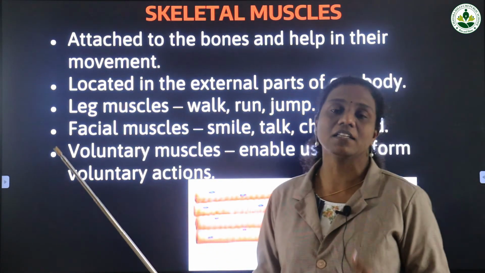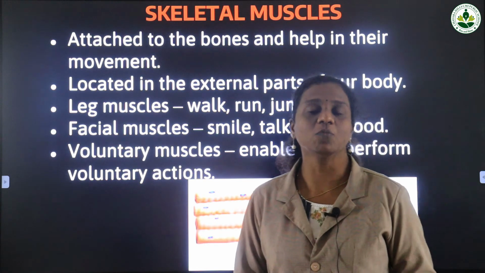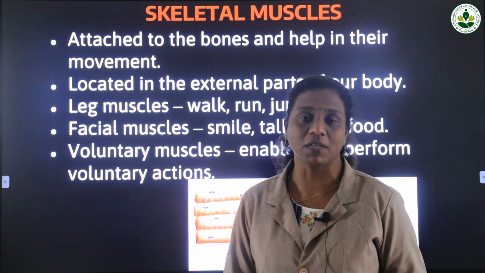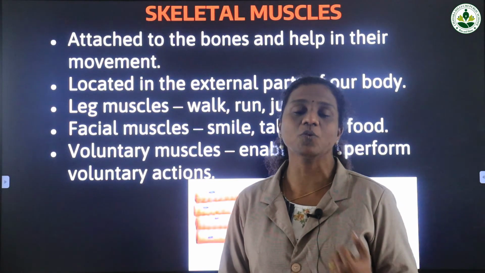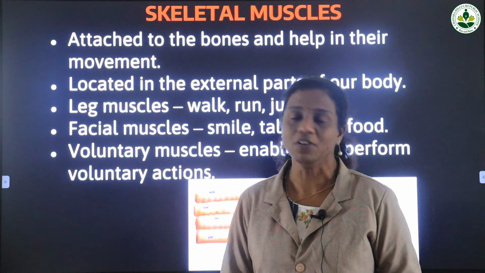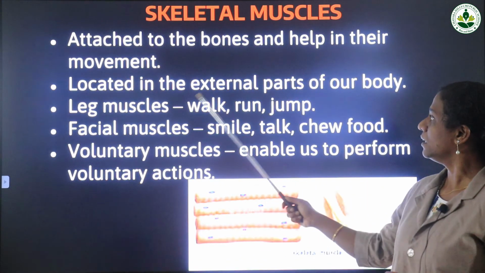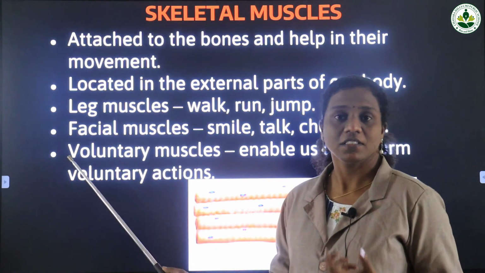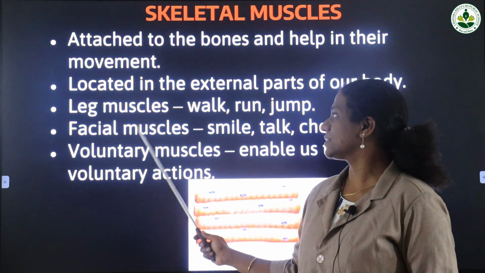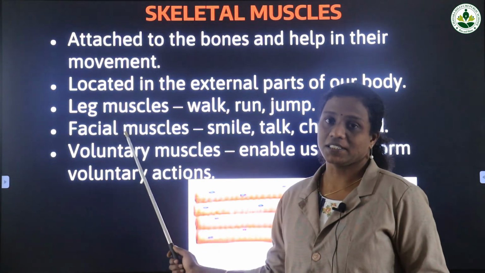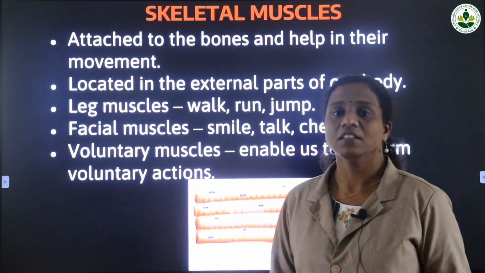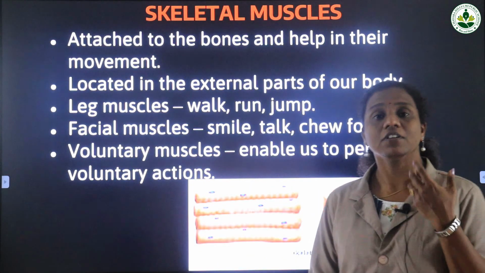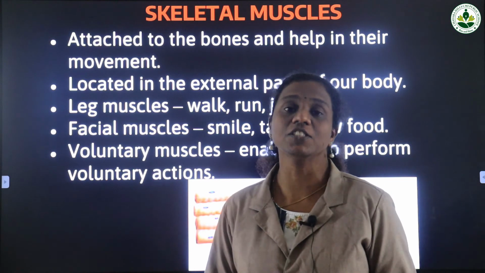It is mainly attached to the bones. It helps in the movement of the bones. Mainly we can see skeletal muscles in the outside portion, that means external organs of our body. Mainly in our leg, face, and in our arms. For example, leg muscles work when we are walking, running or jumping. In the case of the face, those muscles are known as facial muscles.